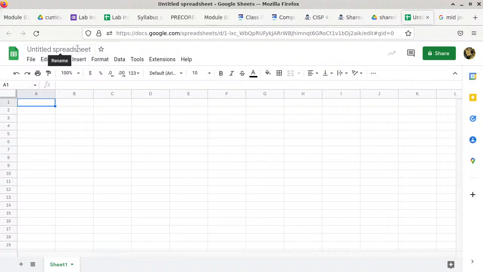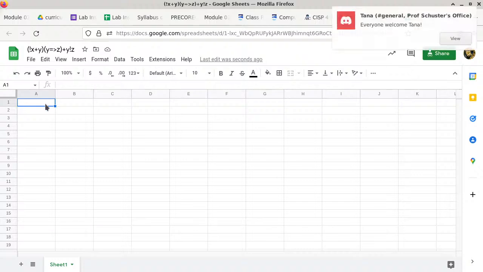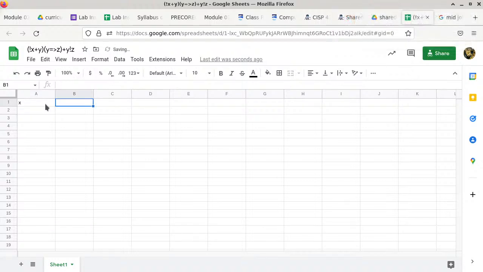All right, so I am going to paste the equation as the name of the file. That makes it very easy to identify. All right, so the first thing is, how do we give the values of x, y, z, and populate the columns? Okay, that would be the first question. So I'm just going to say, okay, column A is going to be the value of x, column B is the value of y, and then column C is the value of z.